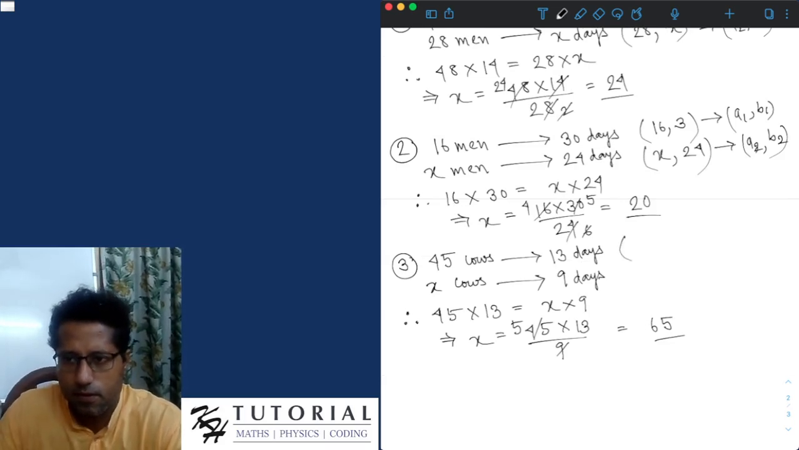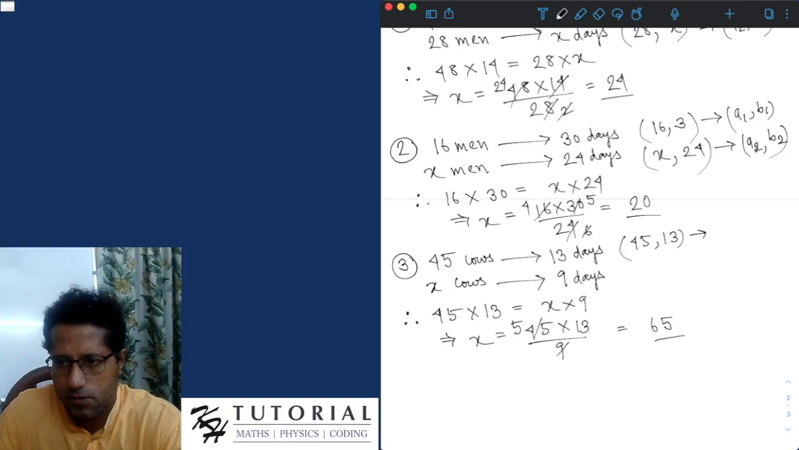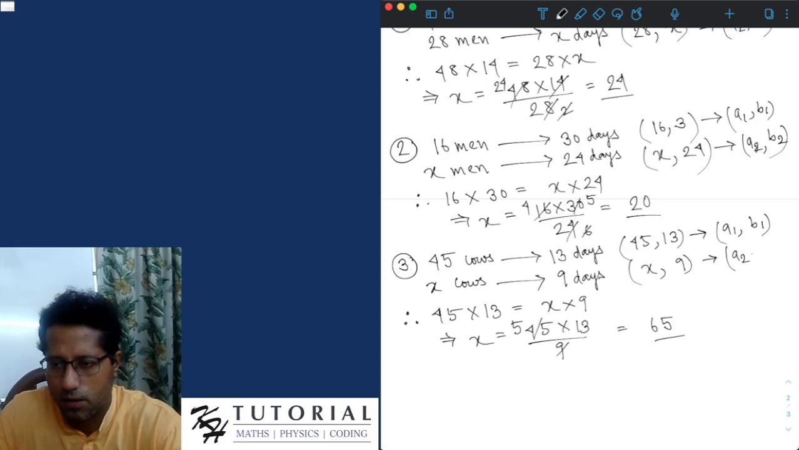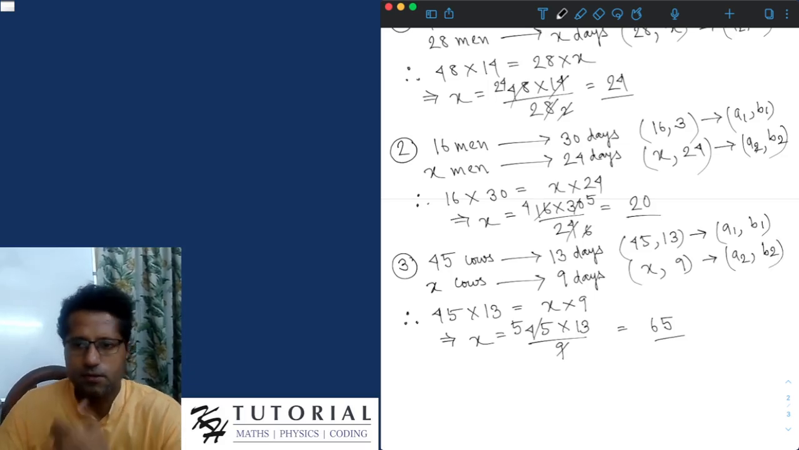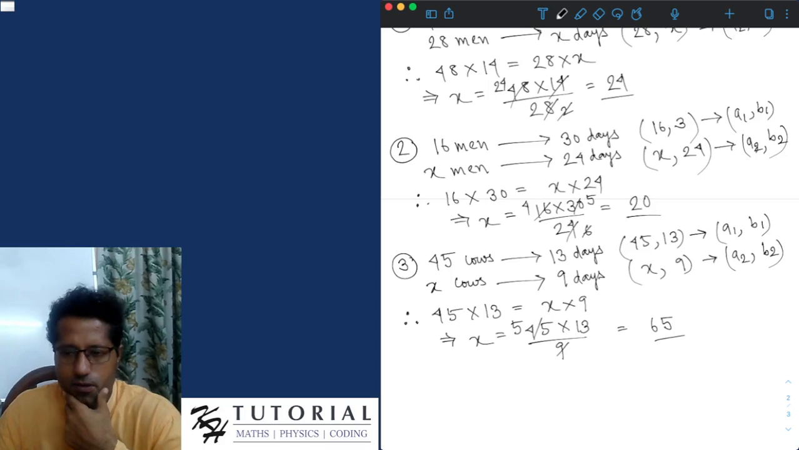So over here we have 45 comma 13. These are the values of A1 and B1, and here we have x comma 9. These are the values of another pair of quantities A and B, and in this case the quantity A is the number of cows and the quantity B is the number of days required to graze the field.